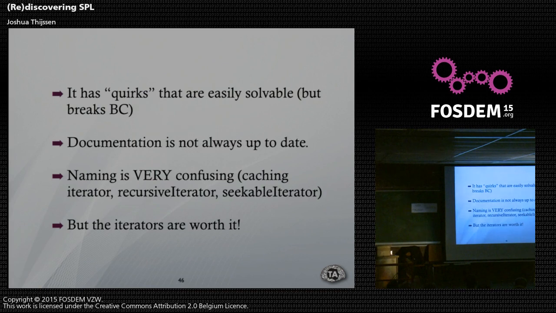The thing is, there are a lot of quirks in it, but they're easily solvable, but it means BC breaks. I would really say, okay, let's give it a try on PHP 7, but the documentation is not really up to date, so that makes it really hard. The naming is very confusing. There's something called a caching iterator, which does everything except caching, literally. Well, it can do caching, but not in the way you think. There's a recursive iterator. We already discussed that one. And there's a seekable iterator, which obviously is not an iterator, but an interface.